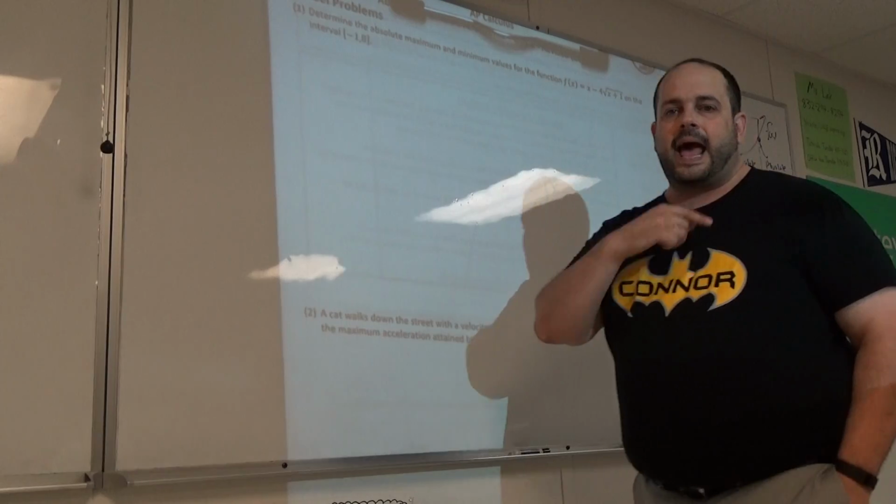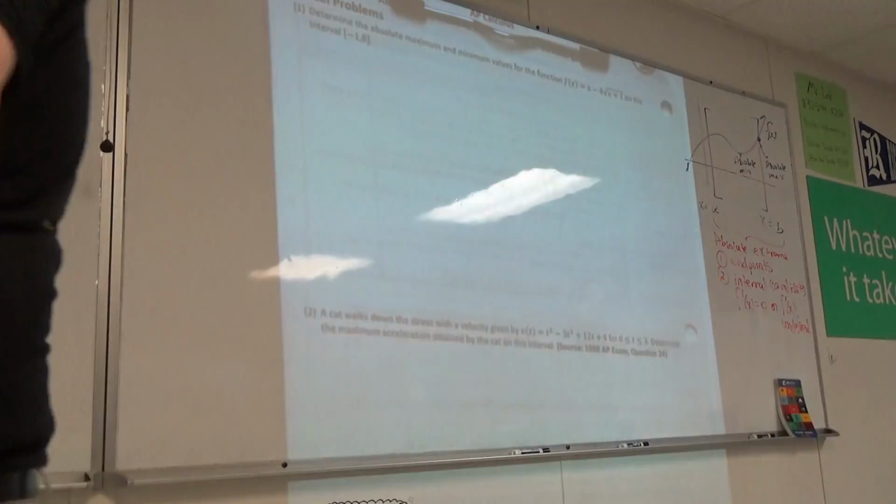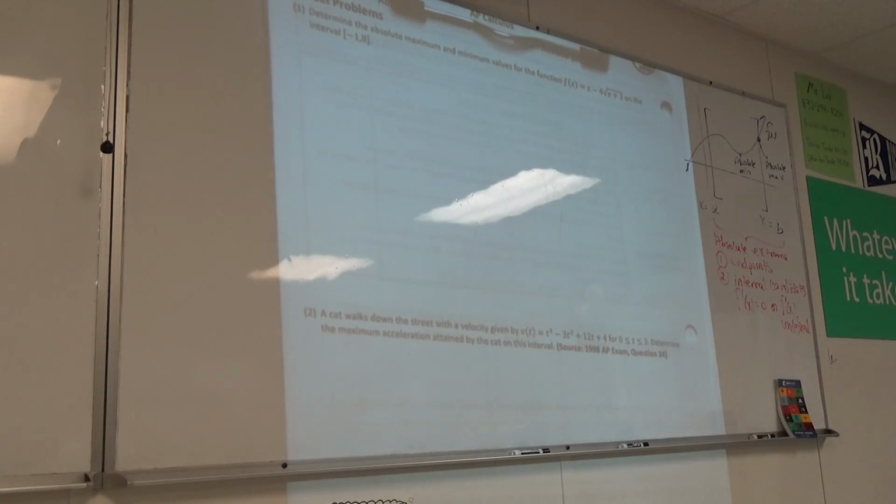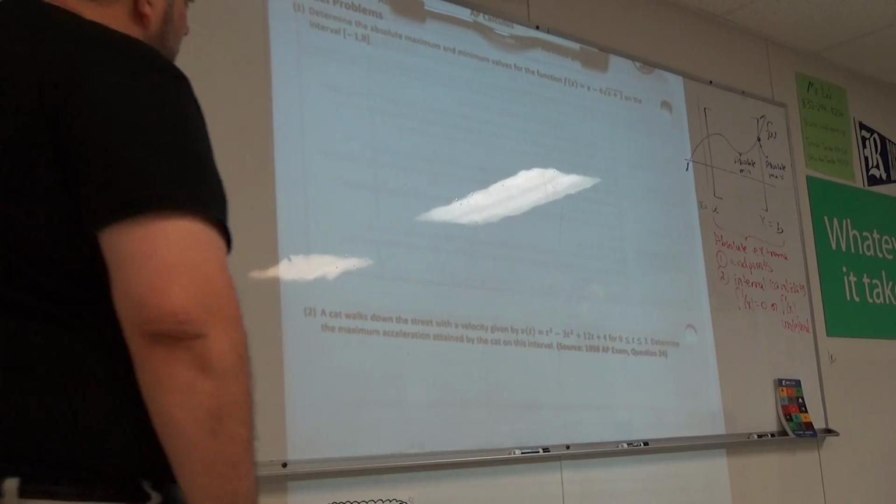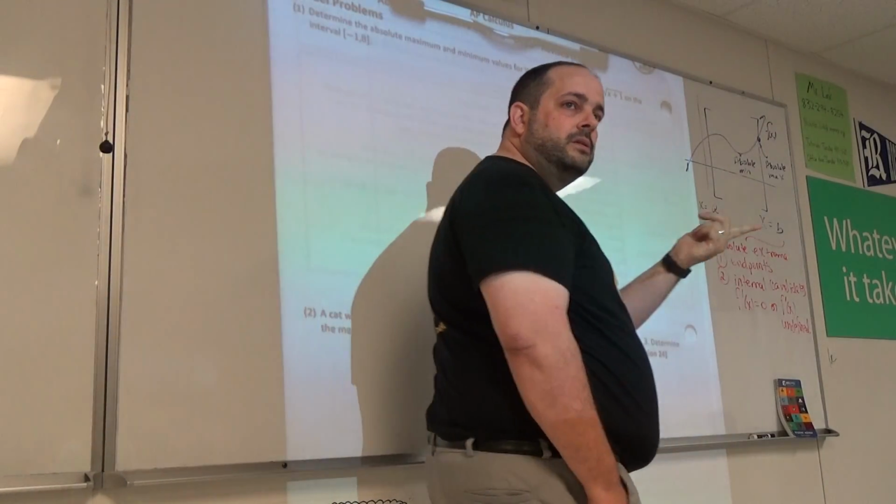I want to determine the absolute maximum and absolute minimum values for this function on a closed interval -1 to 8. I've given you a function. I've given you a closed interval. Does there have to be an absolute max?